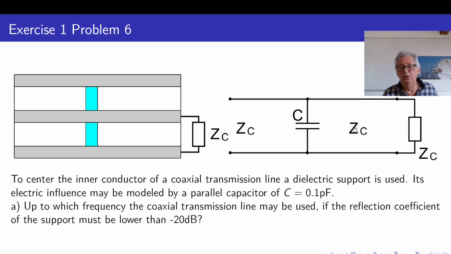We have here a 50 ohm transmission line, here a 50 ohm transmission line, and in between we have this capacitor, and also the transmission line is terminated in its characteristic impedance. And now the question: up to which frequency may the coaxial transmission line be used if the reflection coefficient of the support must be lower than -20 dB. Of course the support is now represented by this capacitor.